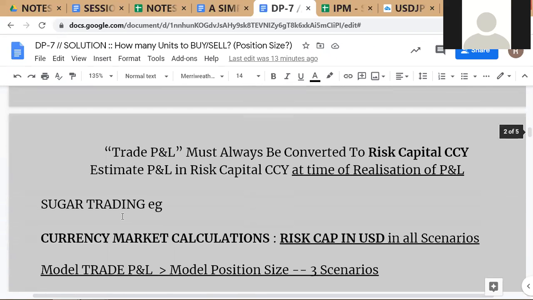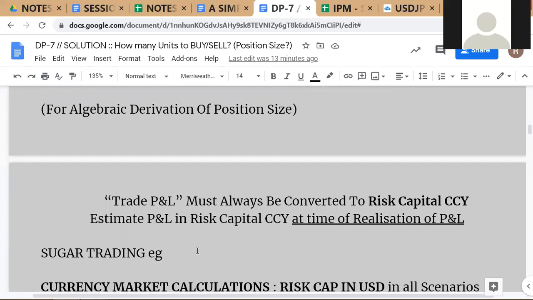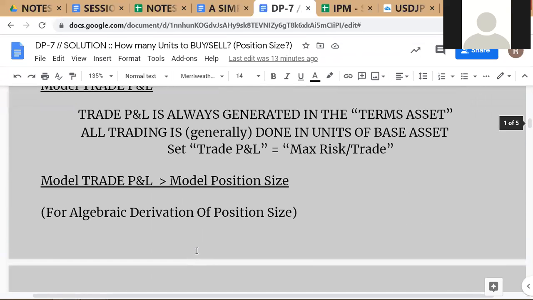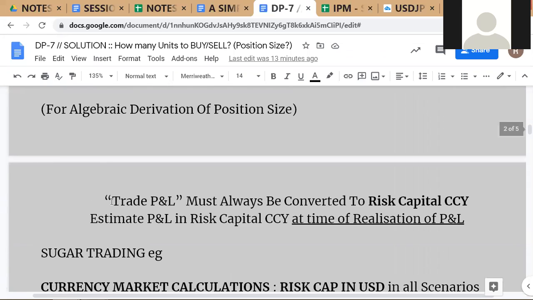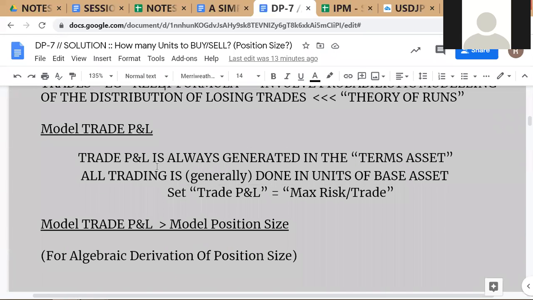All right, so that's why I've given you this sugar trading as an example, for instance. If you ever forget this, so remember, none of this stuff is to be memorized, okay? You have to understand the concept. And that's why I said here, if you ever forget, you think about how you trade sugar, you trade in, say, quintals, and all the profits you make are in rupees, because rupees is the terms asset if you're trading in India. Okay.